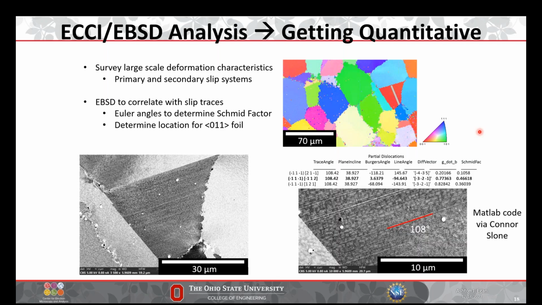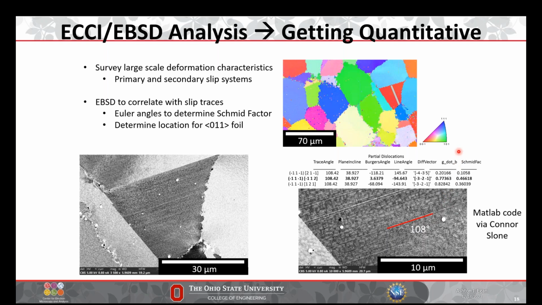And so doing something like that looks like this. For the grain on my left, we can type the Euler angles into a code, one that a former colleague, Connor, developed. We can determine things like, okay, for a trace that is at 108 degrees relative to our viewing screen, what is likely the slip system or the slip systems that are operative, right? And so there's three. And then we can ask, what is the Schmidt factor for the possibilities here? And also, what are the intensities of the diffraction criteria we're under?